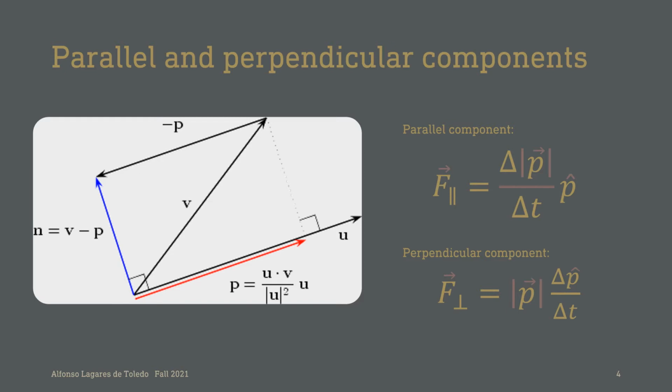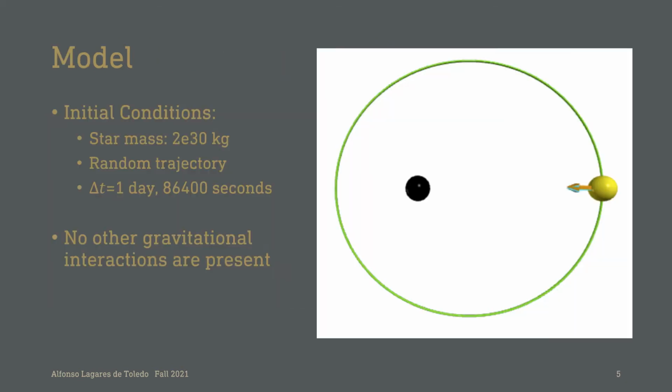These two components of the force will be parallel and perpendicular to the trajectory of the object and are calculated using these formulas. The parallel component of the force points parallel to the star's motion and is tangential with the kissing circle. The perpendicular component of the force points perpendicular to the star's motion towards the center of the kissing circle.